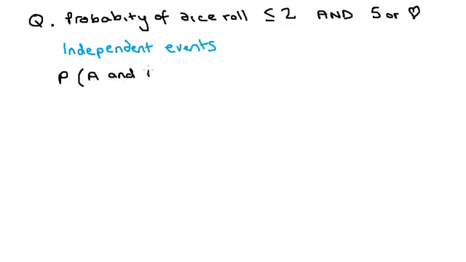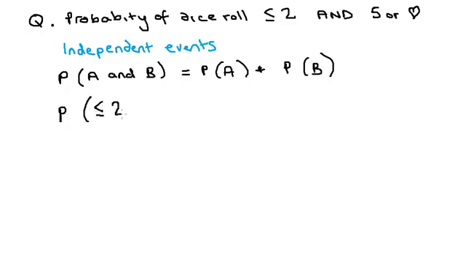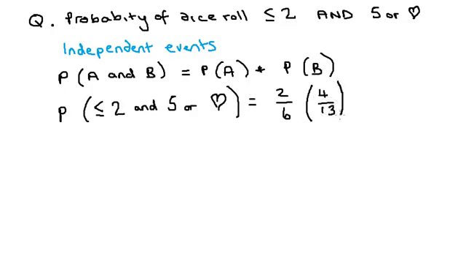The probability of A and B is going to be the probability of A multiplied by the probability of B. So I'm looking for finding the probability a die roll is going to be less than or equal to 2, and finding a 5 or a heart in a deck of cards. Well, we just figured our probability of a die roll of less than or equal to 2 is going to be 2 out of 6. And we just calculated that finding a 5 or a heart in a deck of cards is 4 out of 13. That gives our final answer as 4 out of 39.